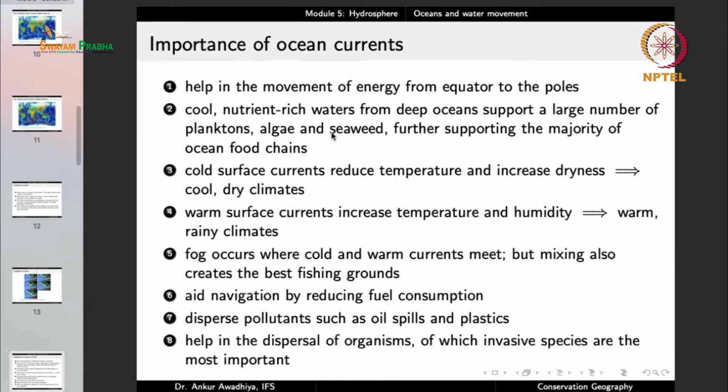Ocean currents play a number of important roles. They help in the movement of energy from the equator to the poles, meaning that they are transferring thermal energy from the equator, which is getting more heated, towards the poles, which have a deficit of energy. Once that happens, the equatorial areas reduce their temperatures. They are not as hot as they would have been in the absence of these currents, and the polar areas become a bit warmer than they would be if these currents did not exist.